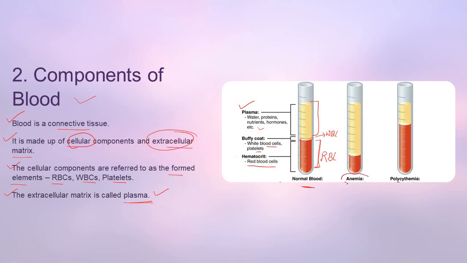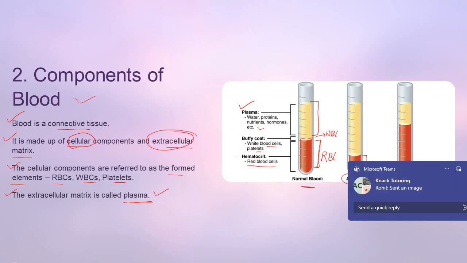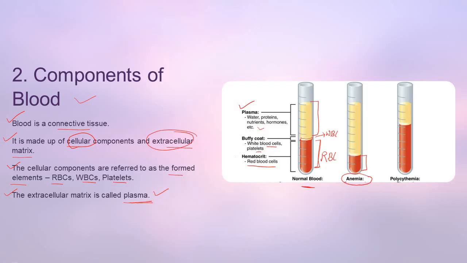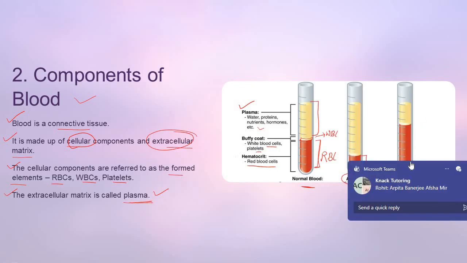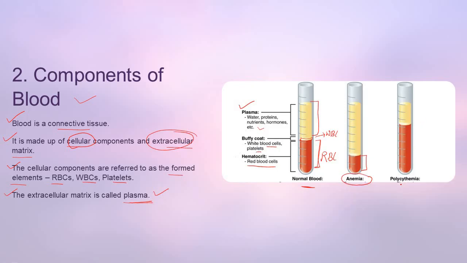This is a pathological condition, anemia. You can see the normal RBC, but in case of anemia, the amount of RBC is less. That's why a person suffering from anemia is called anemic. Now polycythemia. Poly means many, you know that. It is also an abnormal condition where the number of RBCs is more. This condition is called polycythemia.